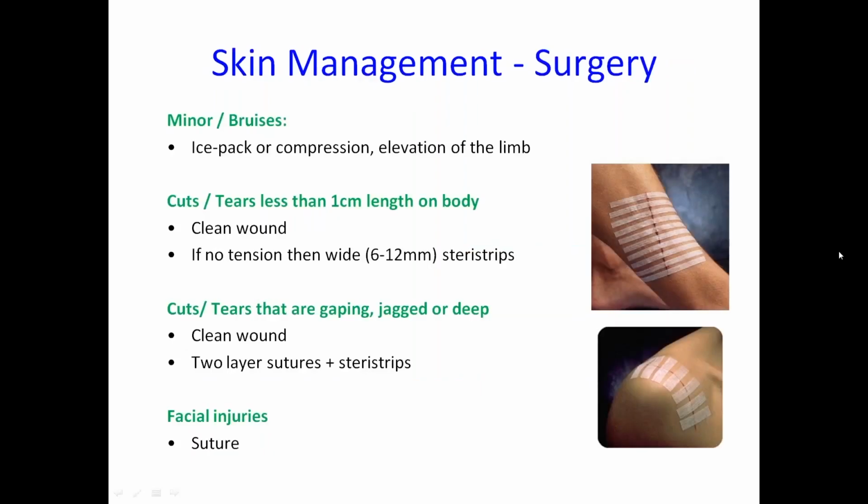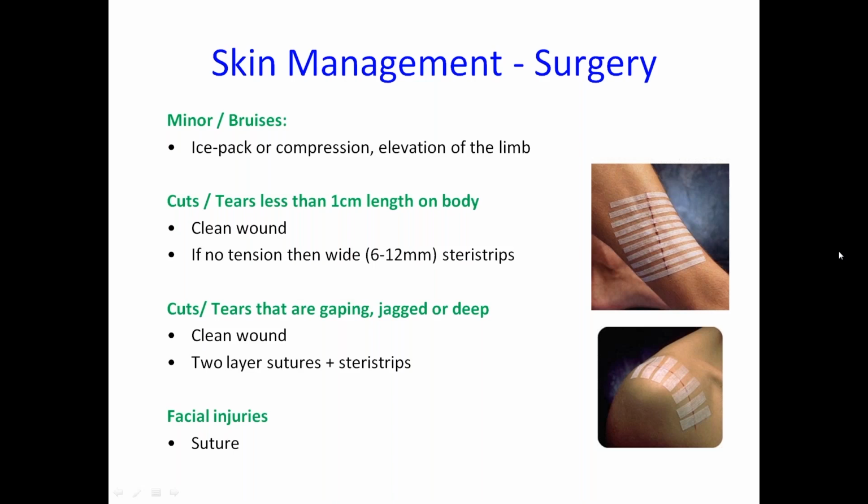But before going on to surgery, there are some things that can be done to avoid surgery for wound problems. And this is a very rough rule of thumb that I suggest to patients. If they have minor bruises, ice pack or compression, cold compression, and if it's a limb, elevate the limb to help with the bruising. Very occasionally, significant bruises, or what we call hematomas, may need to be surgically drained.